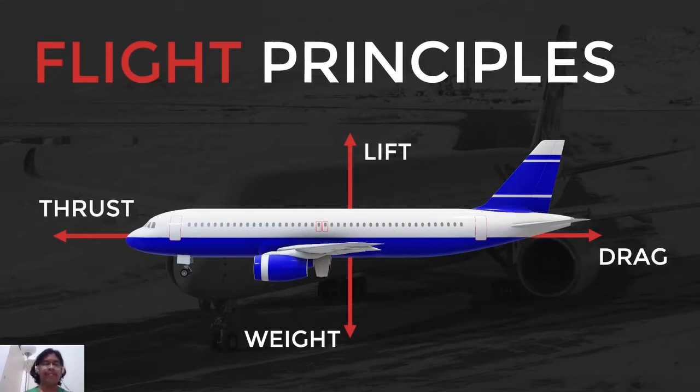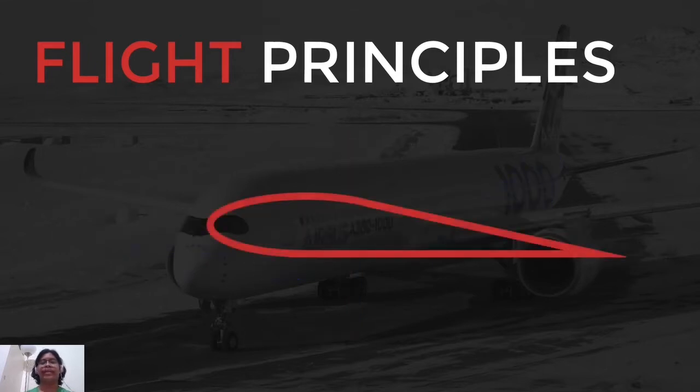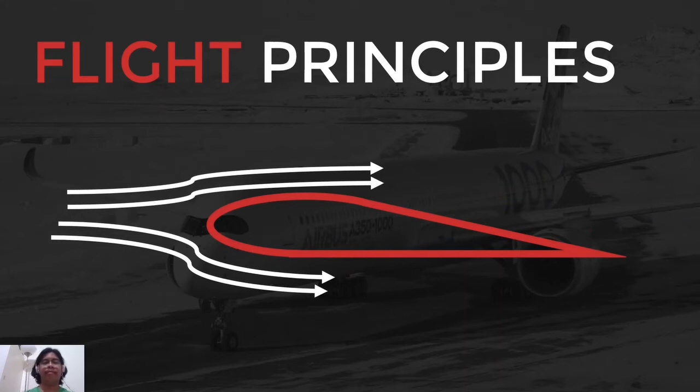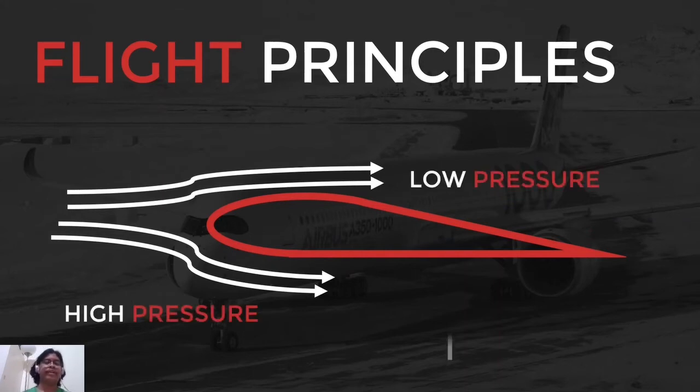Lift is generated by the wings and their unique shape called the airfoil. It passes through the air in such a way that the airflow above it moves faster than below the airfoil. This gives the air below a higher pressure than that of the air above, which basically causes the lift.